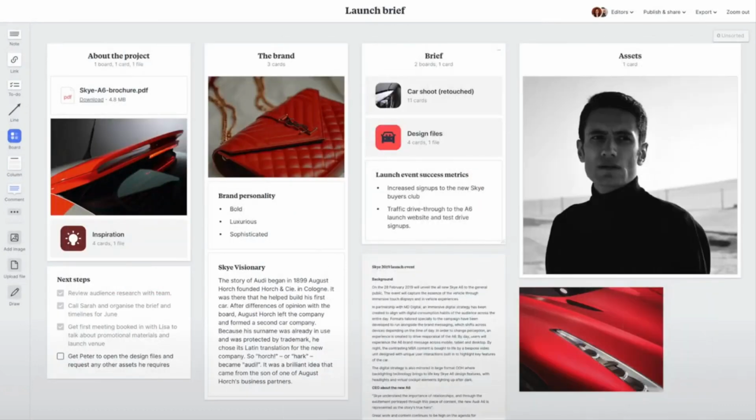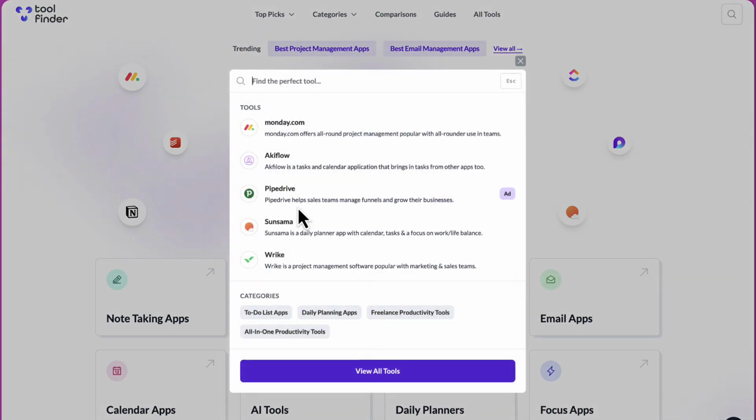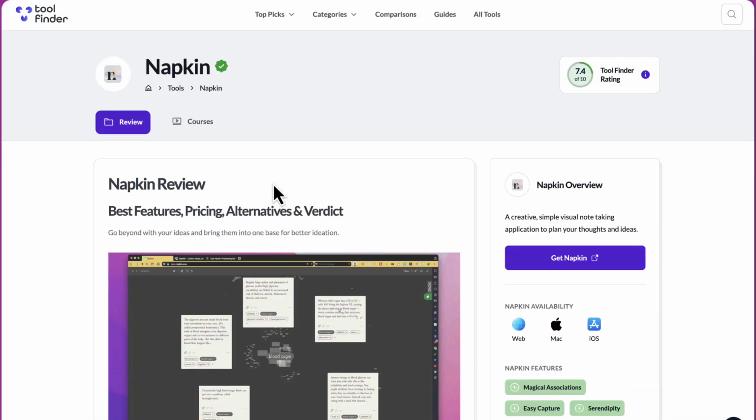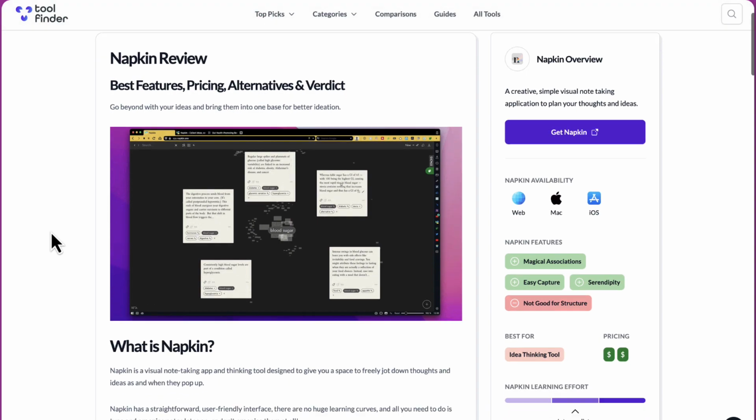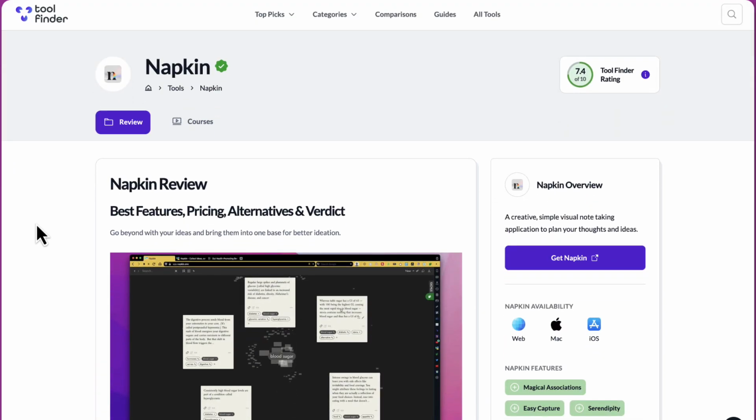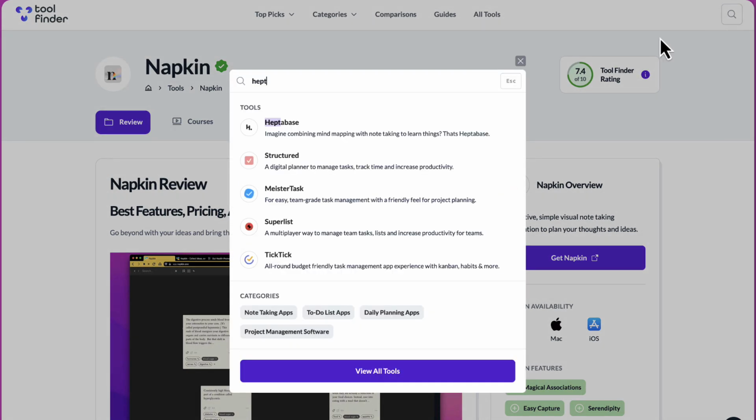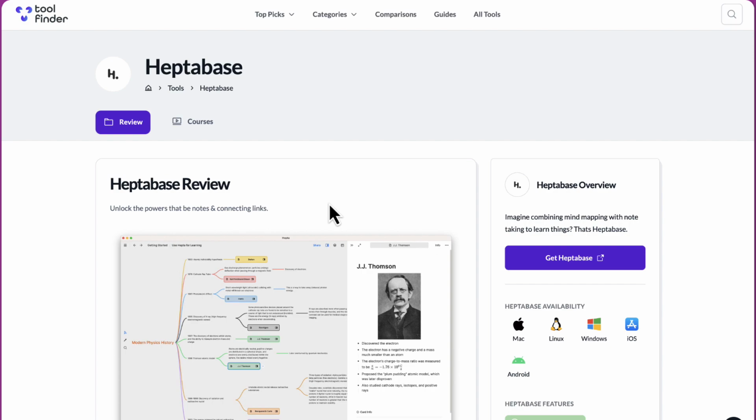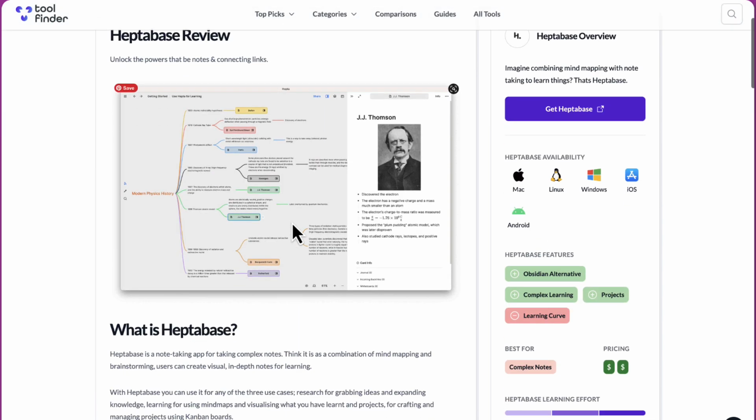Now, there are a few notable alternatives that are relatively new on the market that it's worth considering. The first of those is Napkin, and the second of those is Heptabase. Both of these applications are great for visualizing ideas and are really part of this new visual note-taking applications that are growing in the market. And it's well worth considering those options as well. You can find all of these applications on Toolfinder.